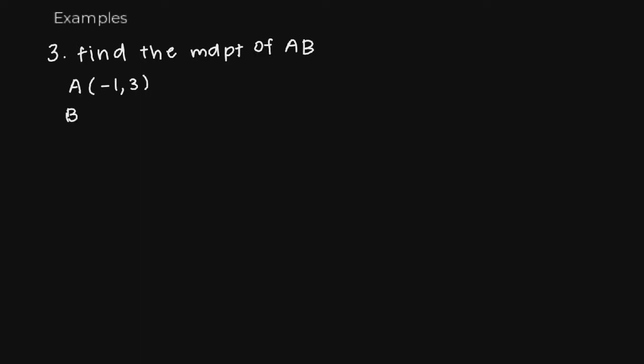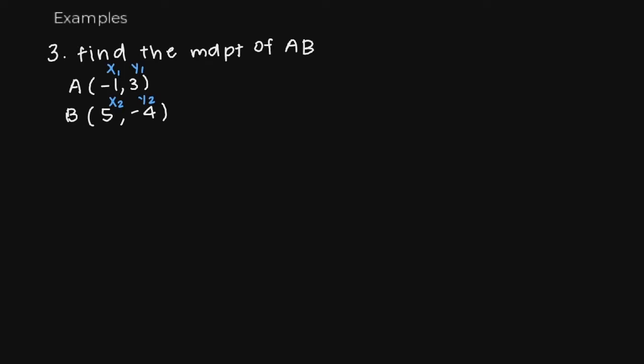Okay, so now let's do some midpoint and distance equations. So let's say we want to find the midpoint of AB. So A is at (negative 1, 3), and B is at (5, negative 4). So we're going to plug this into the midpoint formula, and if it helps, you can write x1, y1, x2, y2, just so we can kind of keep track of the numbers.